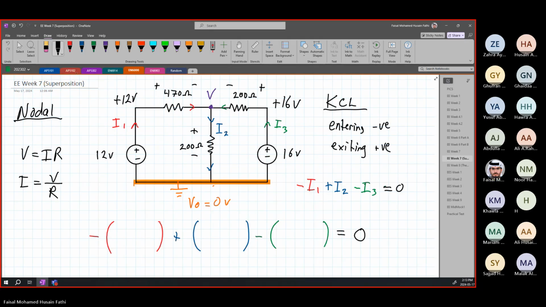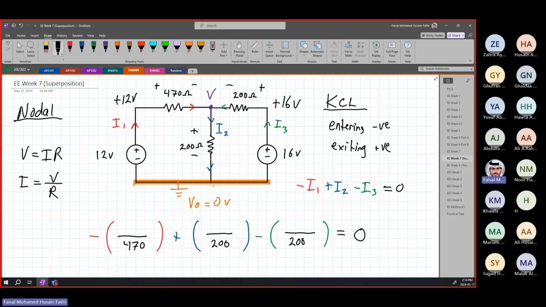And then we just apply it. First of all, each of these is going to be divided by the resistance because I is equal to V over R. For I1, the resistance is 470, so 470 is going to be down. For the second one, I2, it's going to be 200. And for I3, it is also 200, which is the resistor up here. All right? So this is the first step. Now we just have to put in our voltages.